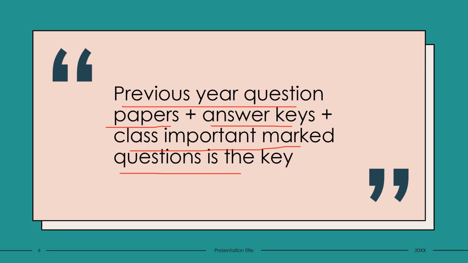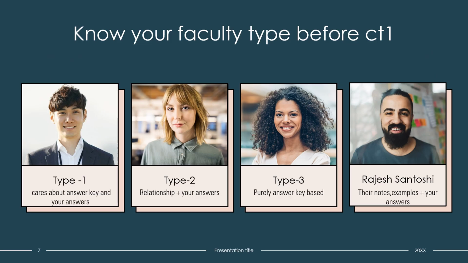So previous year questions. Now, how to get this if you don't get from any of your friends or your faculty, we'll discuss next. Quickly know your faculty type before your CT1 ends. So let CT1 happen, you have to know how your faculty is, whatever faculty you have for that subject.